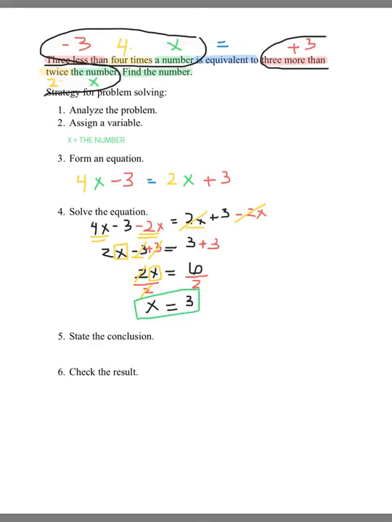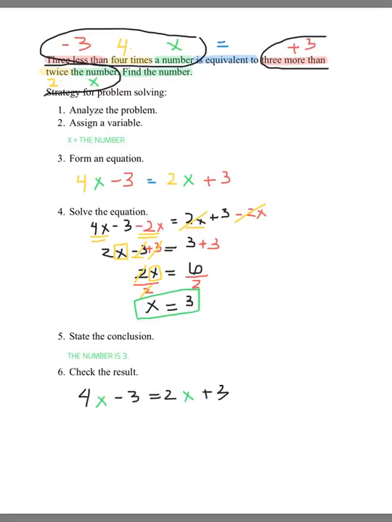And now let's go ahead and say our conclusion clearly. We were asked to find the number, so then we're simply going to state the following. We'll have that the number is 3. So now let us go ahead and check the result. So we'll start off with the original equation. 4x minus 3 is equal to 2x plus 3.